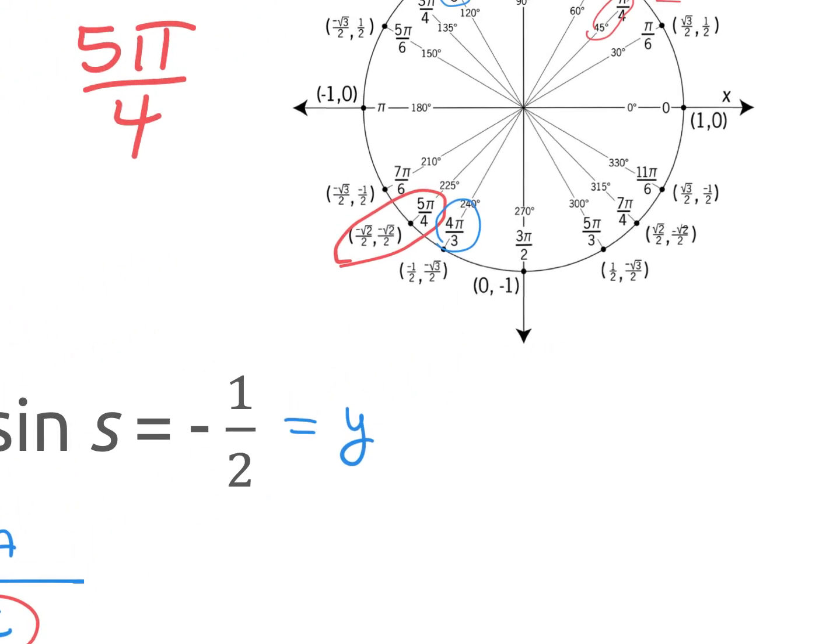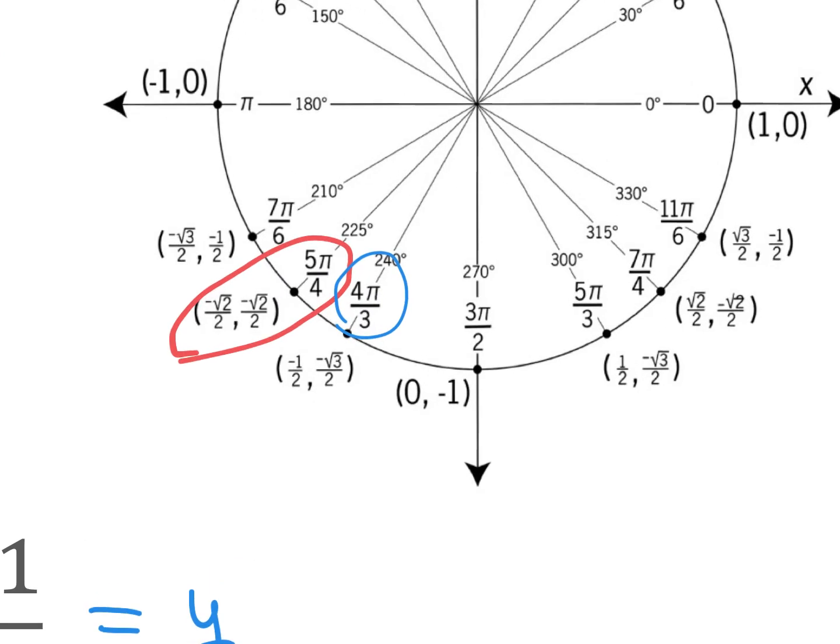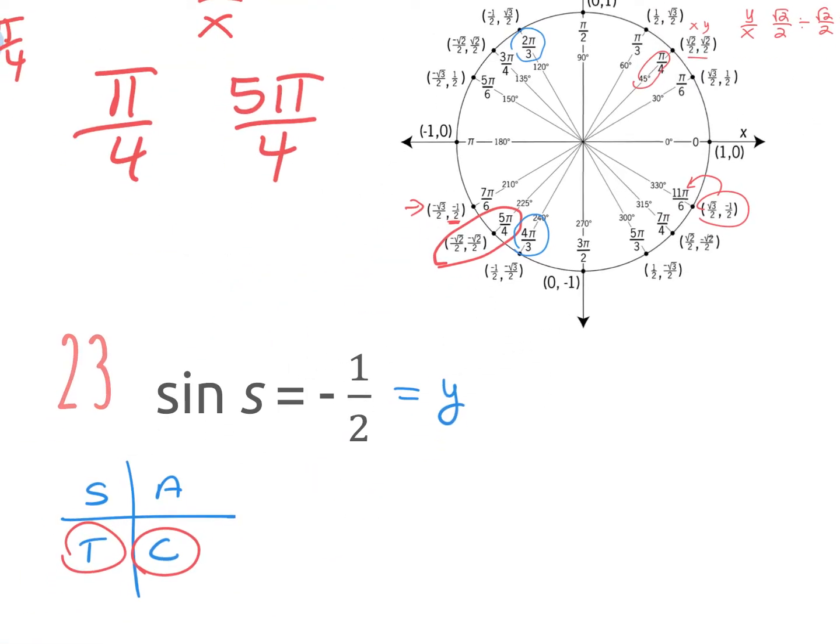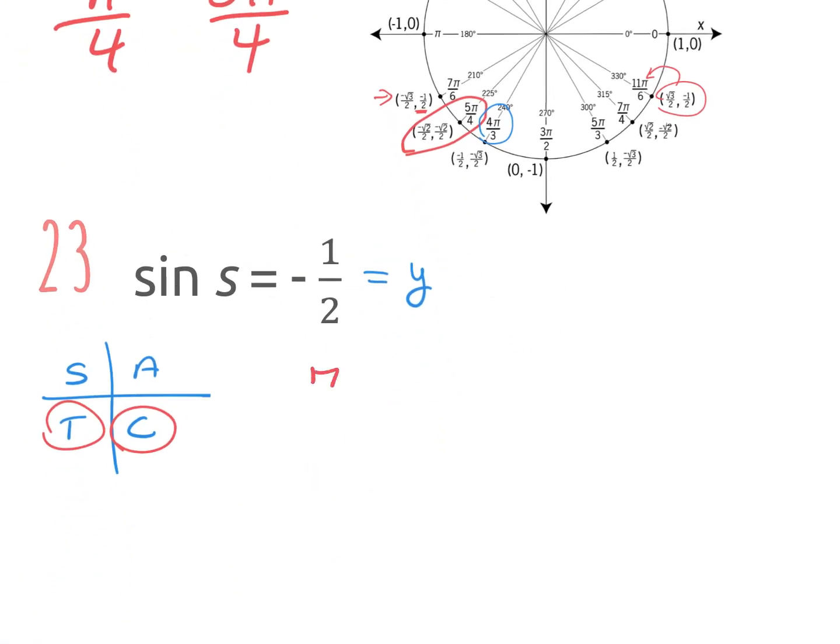If I come on over here, my y value is equal to negative 1/2 right here. So I have it at 7 pi over 6. And here's the other one, 11 pi over 6. So the two answers here, angle s is 7 pi over 6 and 11 pi over 6.